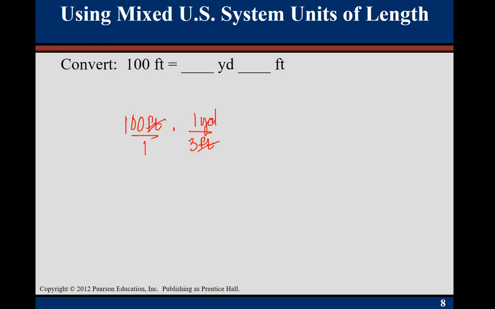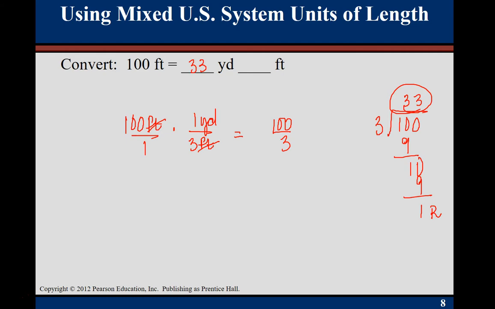Feet will divide out, and when I multiply straight across, I get 100 divided by 3. Well, 3 will go into 100 33 times. 3 into the 10, and then another 3 to get a 9 here, and I would have 1 remainder. So I would have 33 full yards, but I would have 1 little piece left over. The small piece is whatever the measurement that divided out is. And so I have 33 yards and 1 foot.